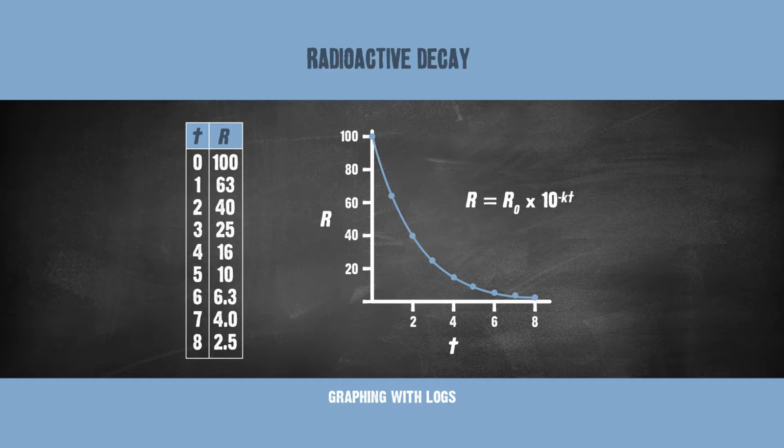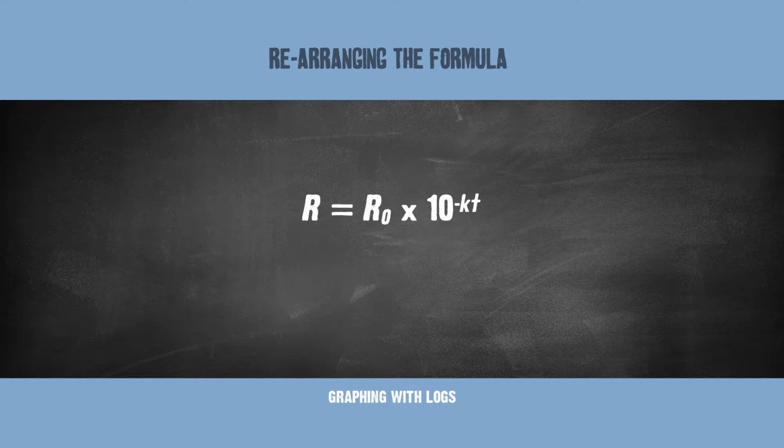It has been shown that this graph has a formula R equals R0 times 10 to the power minus kT, where R0 is the starting amount of radioactive material, which in this case is 100, and k is some unknown constant. We would like to determine the constant k, but first we must rearrange the formula.